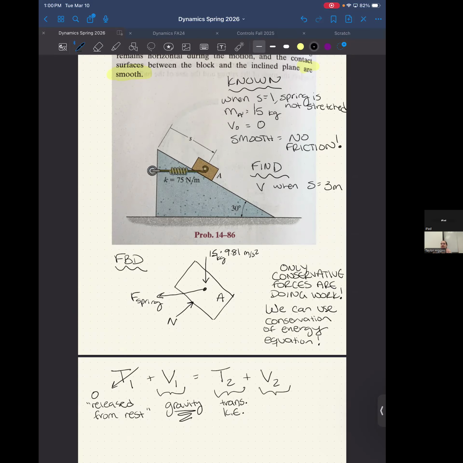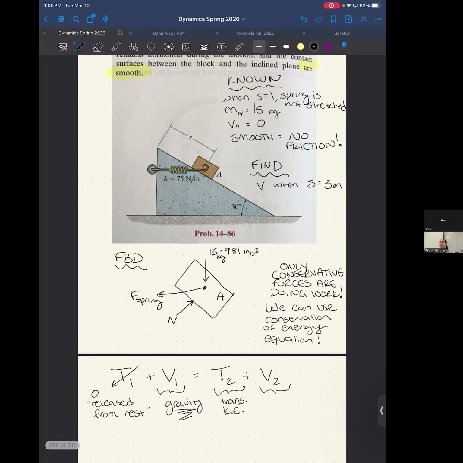Yeah, beautiful. Sorry to cut you off. We get to choose where we consider our datum point for zero potential energy. I'll draw exactly what this means when we go into the details here. But essentially, we can consider wherever it ends up, that's the point where we're going to consider zero potential energy from gravity. So we will have no gravity potential, but the spring will become stretched. So we will have spring potential energy here.